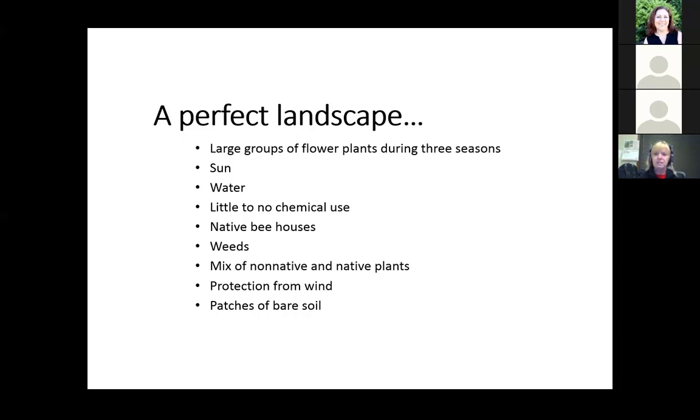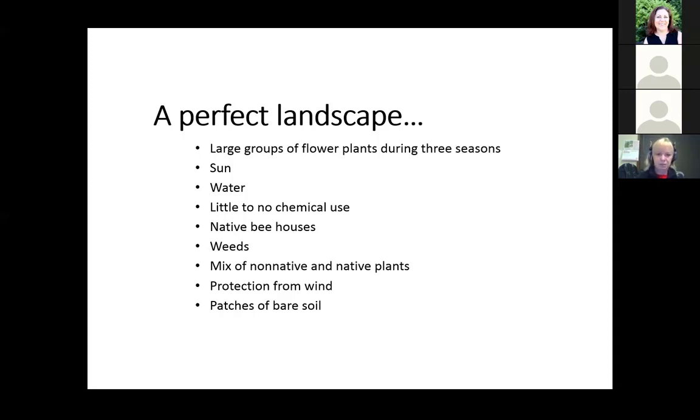Like all living things, pollinators need water, and that's a huge component of having a really good landscape that's friendly to pollinators. And it doesn't have to be running water, just a regular bird bath is fine, and we'll talk about that in a little bit.